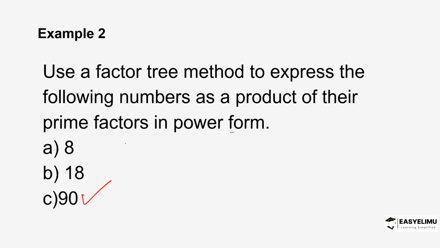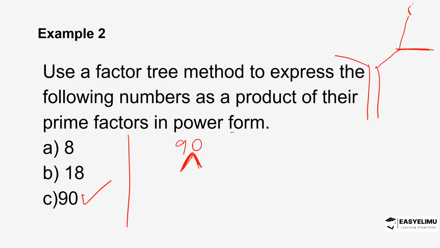C, which is the last one on this example. So we want to express 90 as a product of its prime factors in power form. Remember, we are now using the factor tree. So again, this takes the analogy of a tree where we start with just the stem, and then we have a branch on this side, another branch on the other side. Then this branch has 2 other branches, and this one again has, so it takes the shape of a tree.